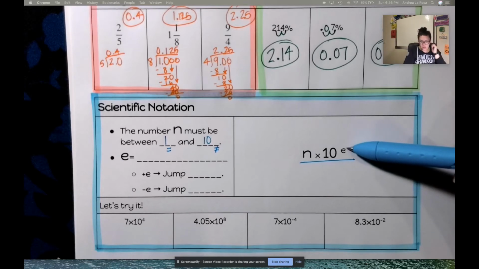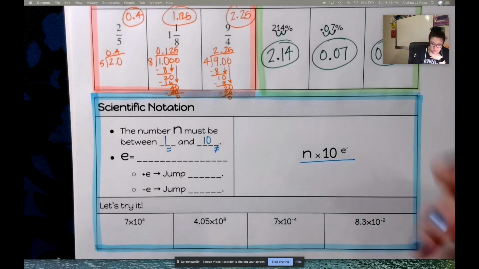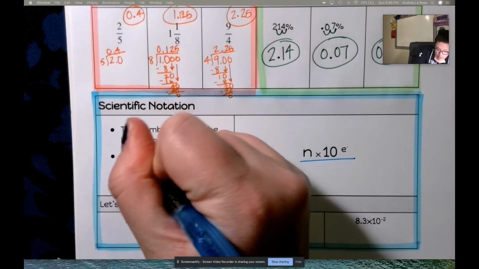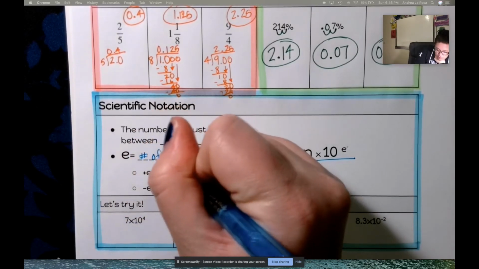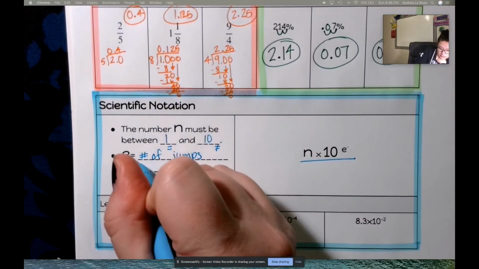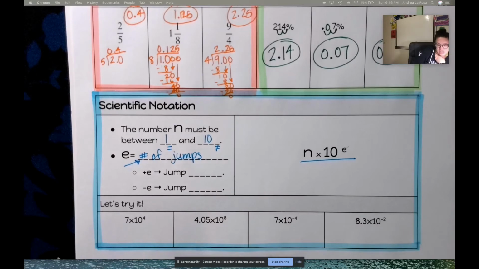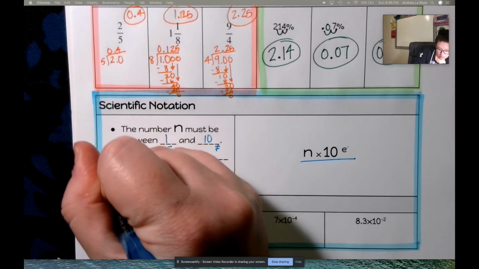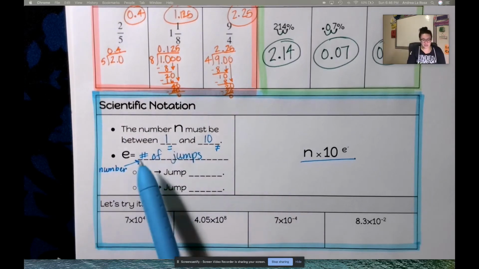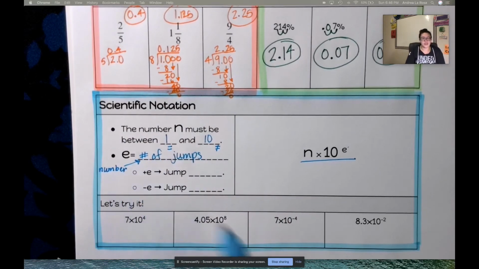Your E, that's going to be your exponent. Your exponent is also the number of jumps. For those of you who don't know, this sign, it looks like a hashtag, but it also means the word number. Again, that's just another way of math people working smarter, not harder.